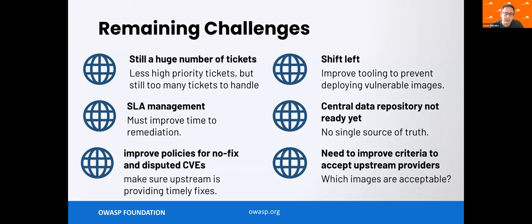We still need to refine the policies on how we deal with the CVEs that have no fix or that are marked as disputed in the NVD database. We're doing it, but I think we need a better risk-based approach for how we deal with those CVEs. We need a shift left approach, improving the tooling and everything that is available to developers so that we end up fixing the problems earlier. That's basically the concept of shift left, right?